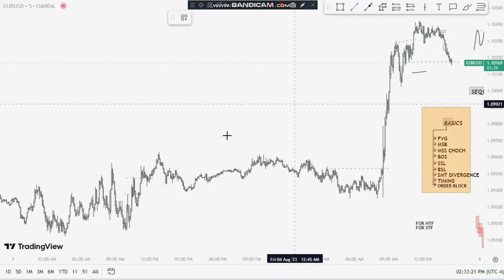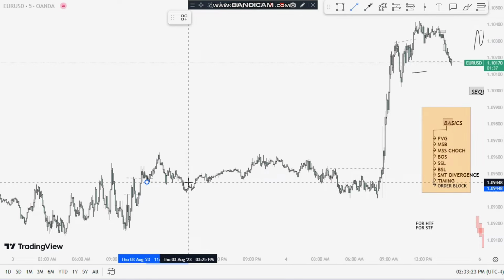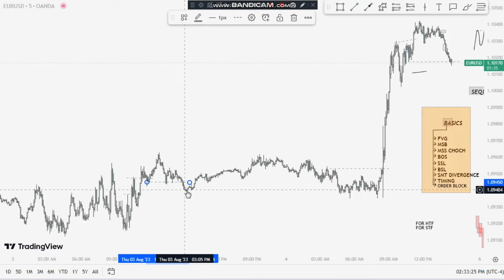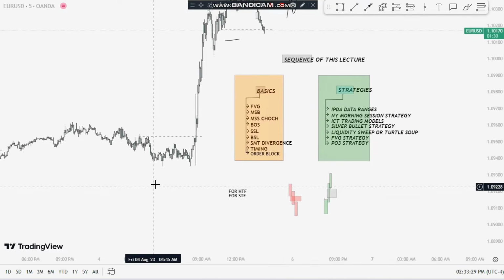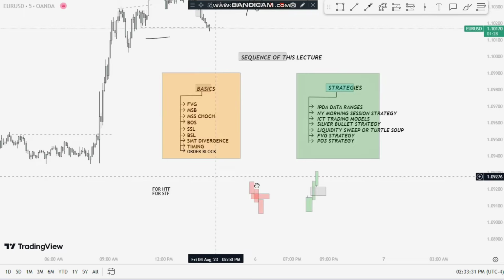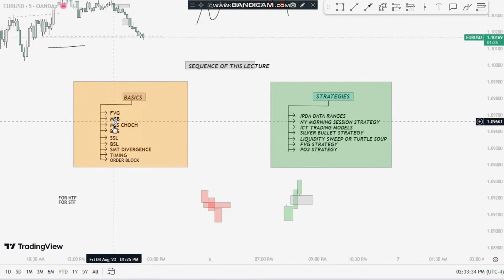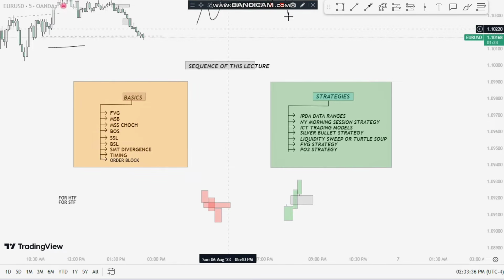Now if it changes the direction, like if it closes below it, we say it is the MSS, the market structure shift. I hope it makes sense, and now you will know the difference between these terminologies.